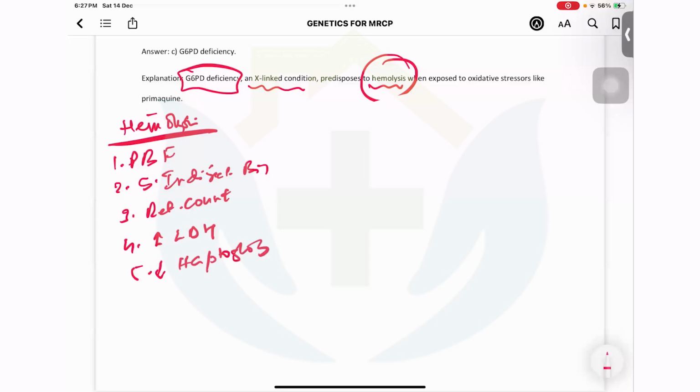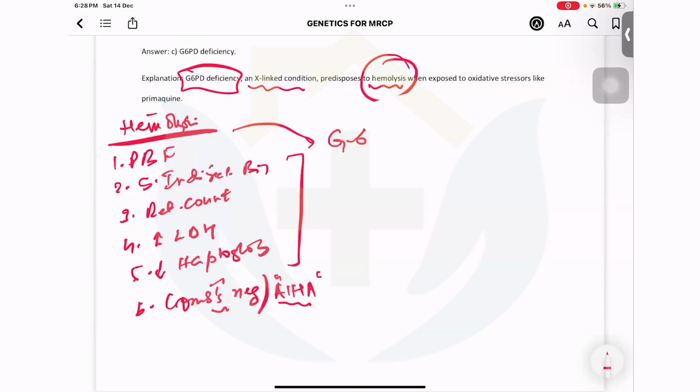And we can do a Coombs test also. This will be negative. Why negative? Because Coombs test is positive in autoimmune disease. Okay. So anything specific for G6PD hemolysis?